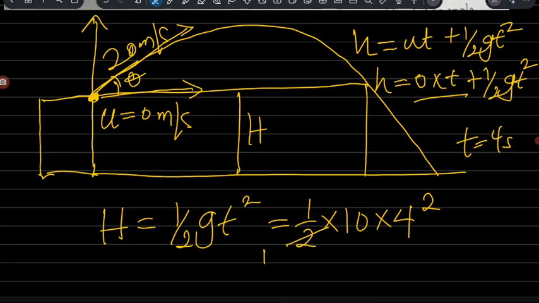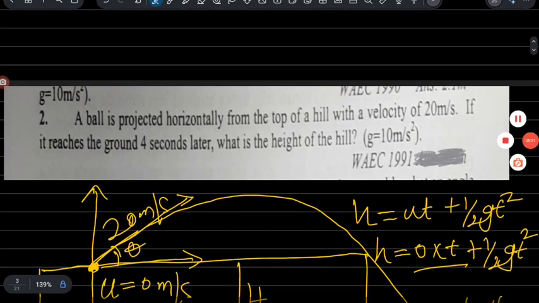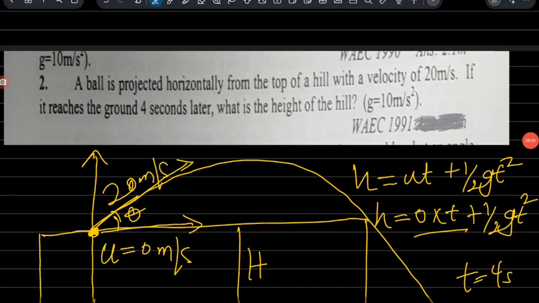So 2 here 1, 2 here 5, which is equal to 5 times 16 to give you 80 meters. Therefore, what is the height of the hill? It is now 80 meters. So that is how to calculate the value. Let's also solve another question.